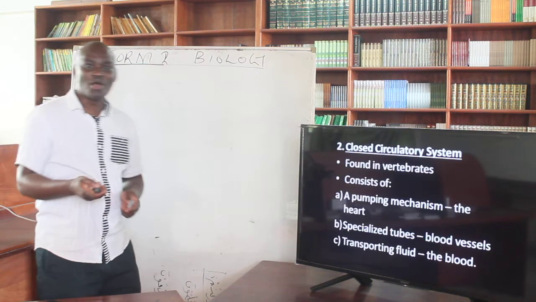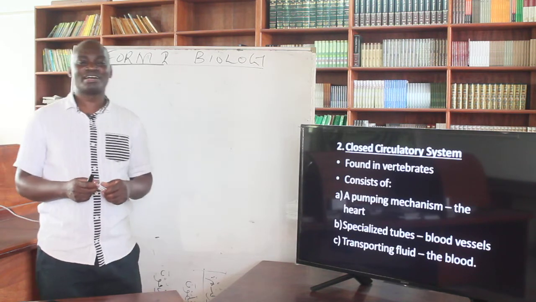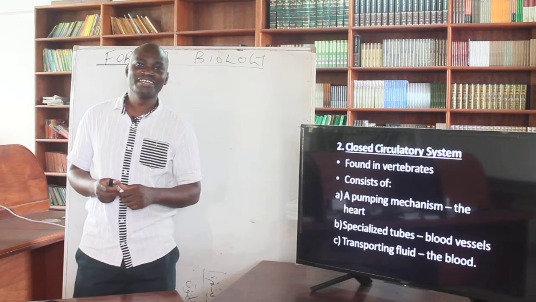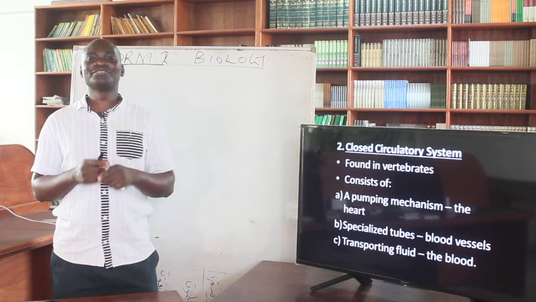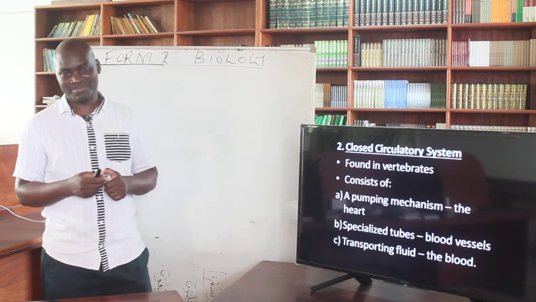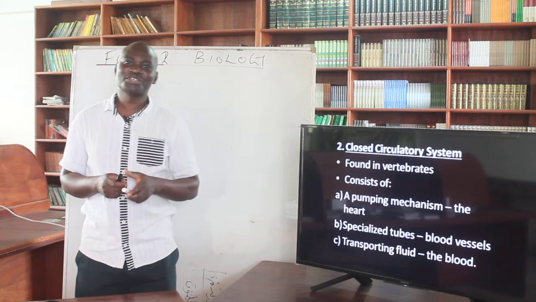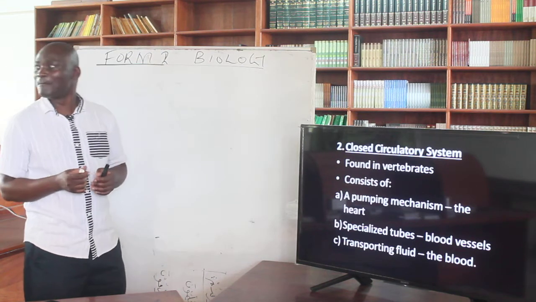Yes, so we move on. Now, after looking at an example of an open system, let us look at the closed circulatory system. Now, the closed circulatory system is found in the vertebrates, and it consists of 3 components.